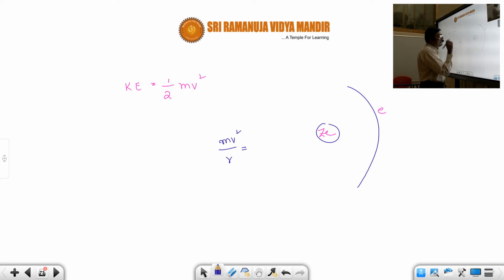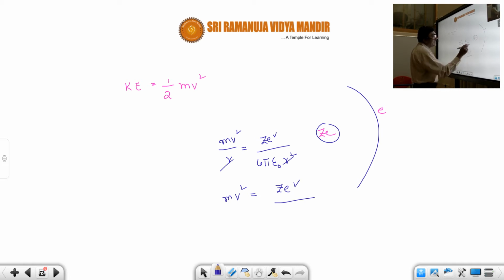mv square by r is equal to, help me, q1 q2. q1 q2 means ZE square by 4 pi epsilon naught into r square. It is equal to Coulombic attraction. Do you agree or not? Now I can write here mv square is equal to ZE square by r gets cancelled. Now I get 4 pi epsilon naught r. I hope you are very clear.